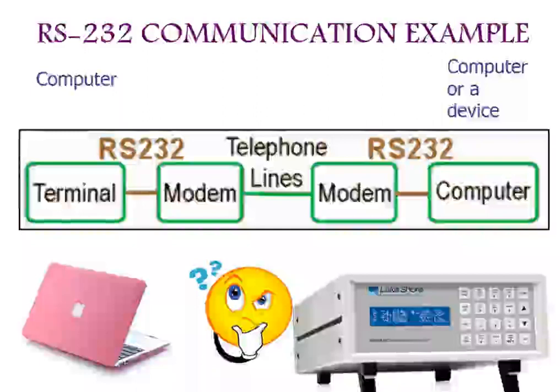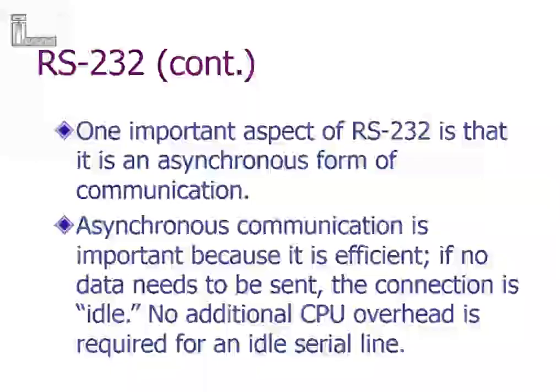So the communication can take place from left to right as well as from right to left, like in the example in the picture where you can see a laptop and a meter. Both ways the communication can take place. Now it is an important aspect of RS232 that it is asynchronous. Asynchronous means the data may come once in a second or once in a day, and whenever there is no data, the connection sits idle. No additional CPU overhead is required in the serial line.